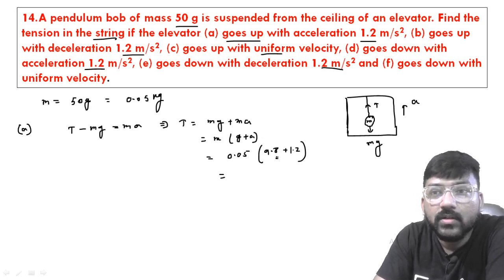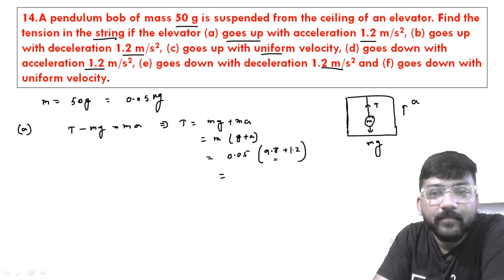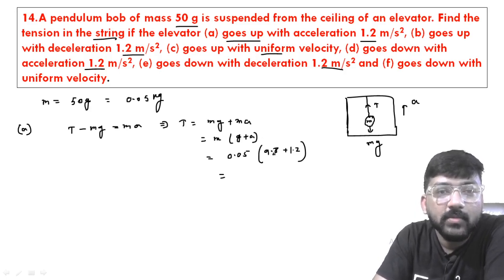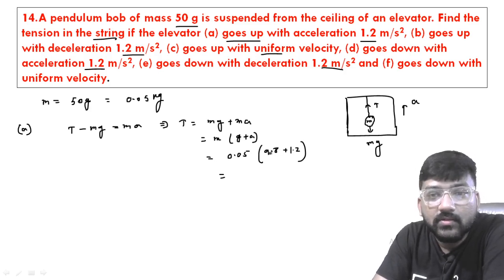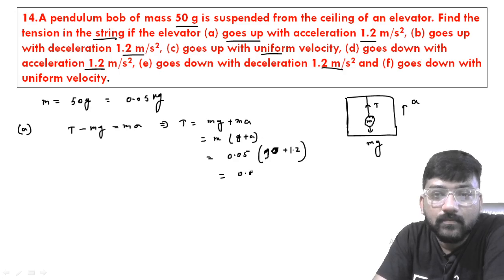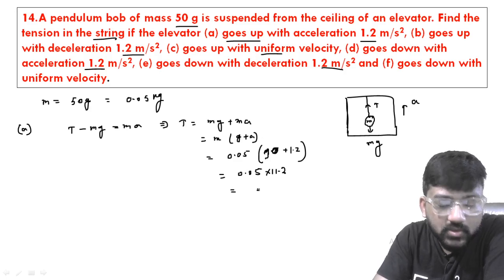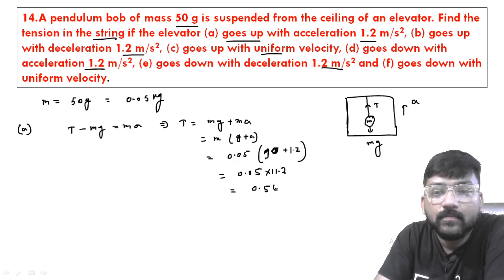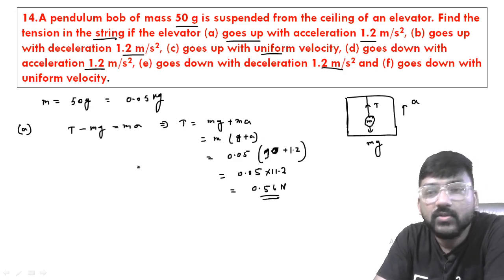G is, you can take 10 or 9.8. If you take 9.8 or 10, I think the answer will match if you take 10 here. So whatever you can take, let me take 10 also. 11.2, and that will give you the answer 0.56 Newton. Okay, so this is how you can solve.